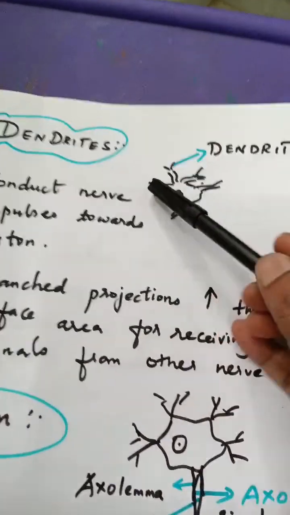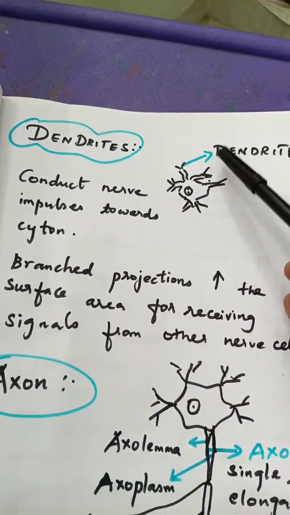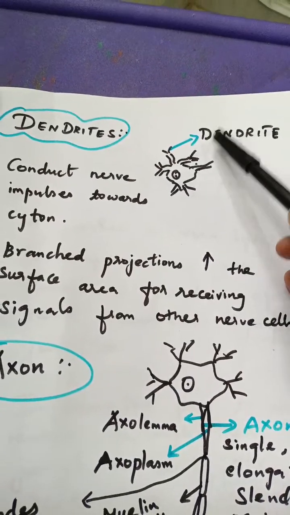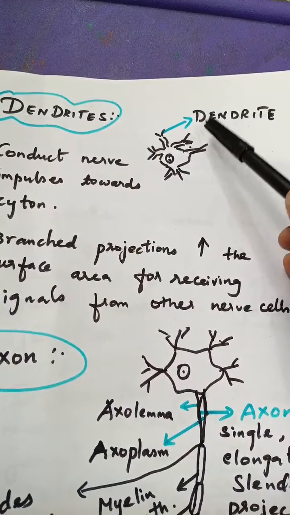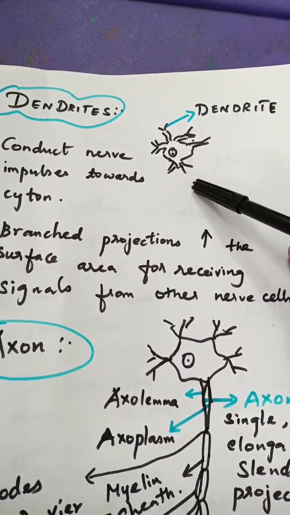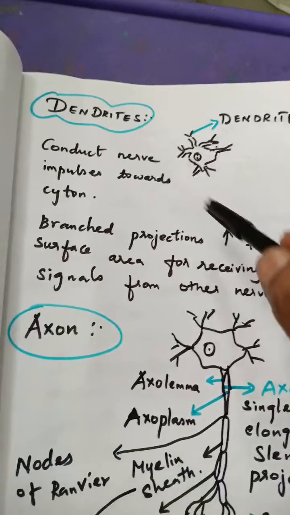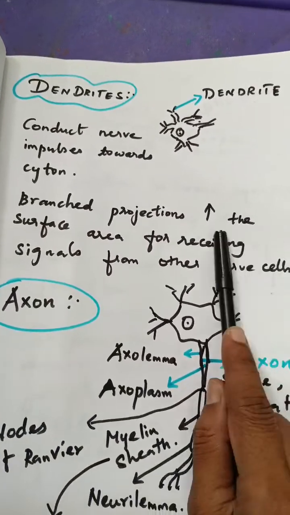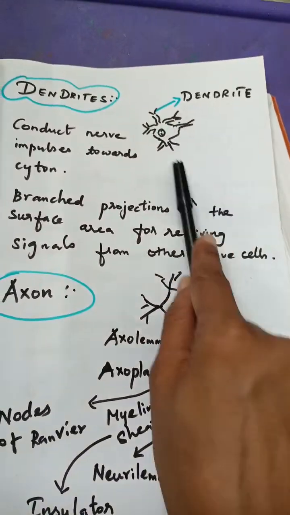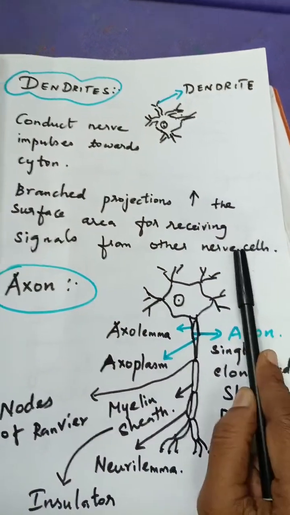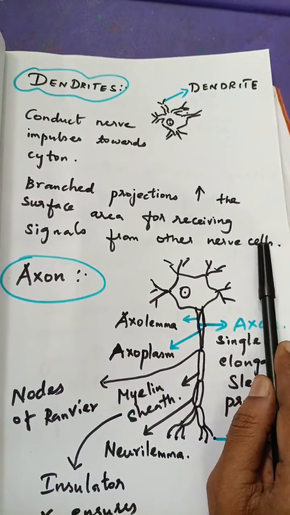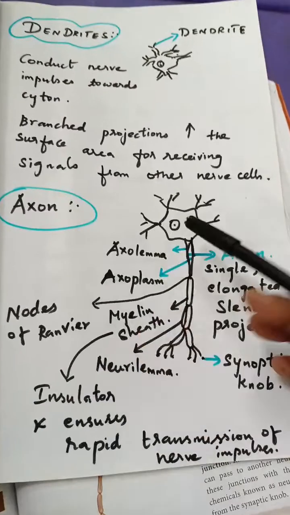Next we studied about the dendrites. The dendrites are the branches, projections from the cytoplasm. Through these only, the signals are received from one neuron and transmitted to the cell body, and from the cell body to the axon. These projections increase the surface area of the dendrite, so that it may receive the signals or information from the other nerve cells. Clear?